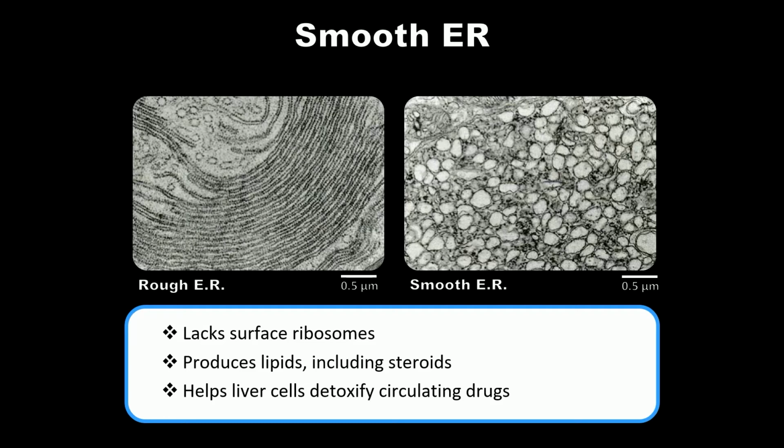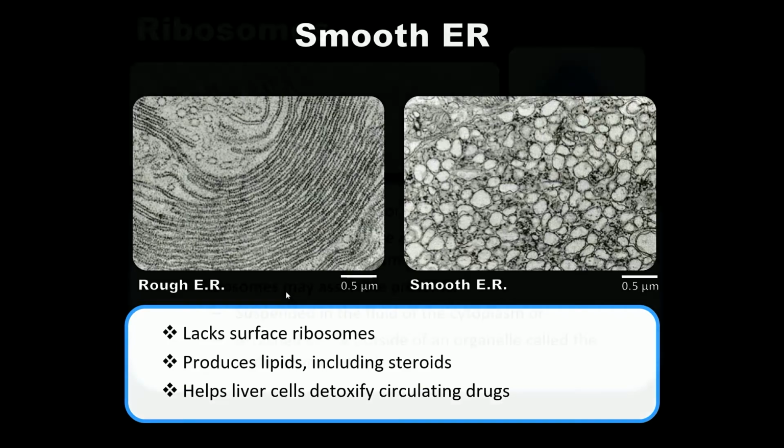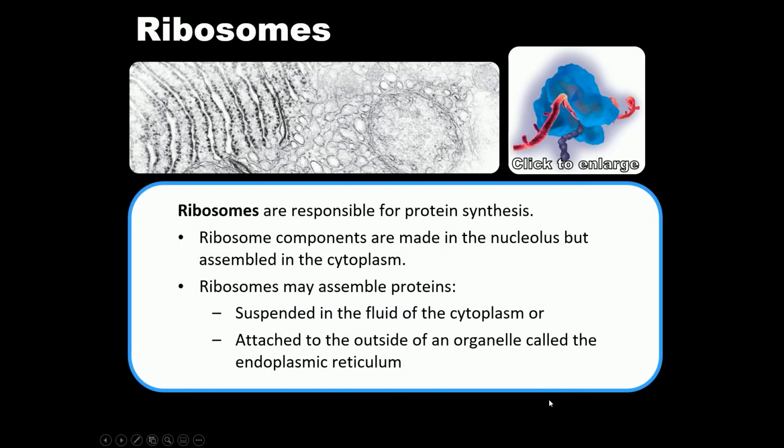Now, ribosomes are not membrane-bound organelles. And since they are not membrane-bound organelles, bacteria, prokaryotes, can have them as well. So you will find ribosomes in all cells. Ribosomes are one of those things you find in absolutely every living thing across the planet.